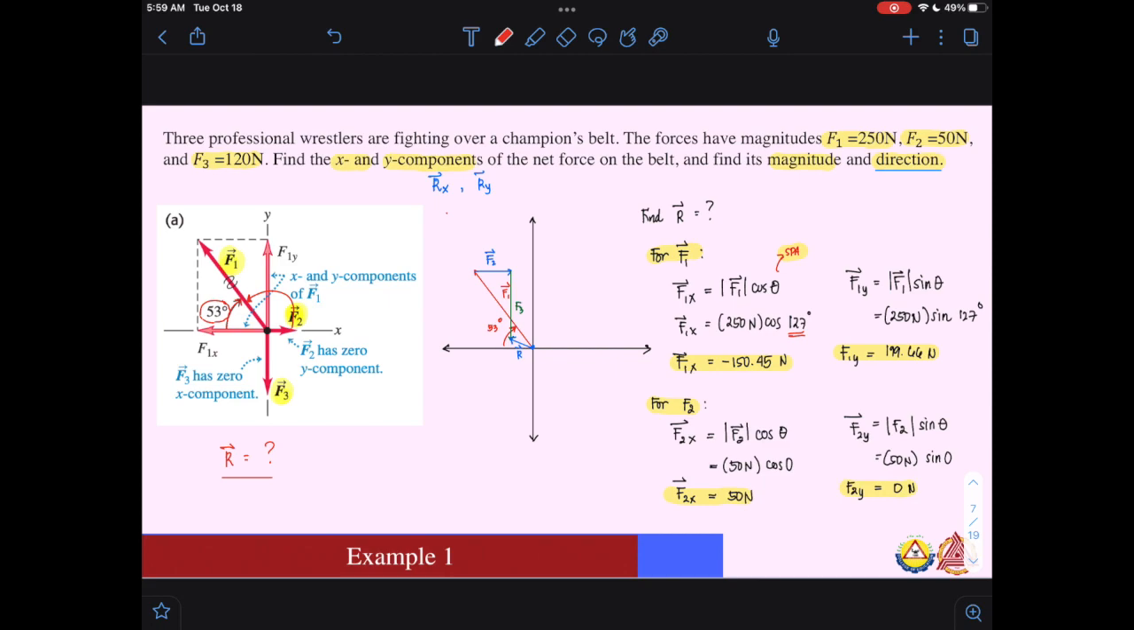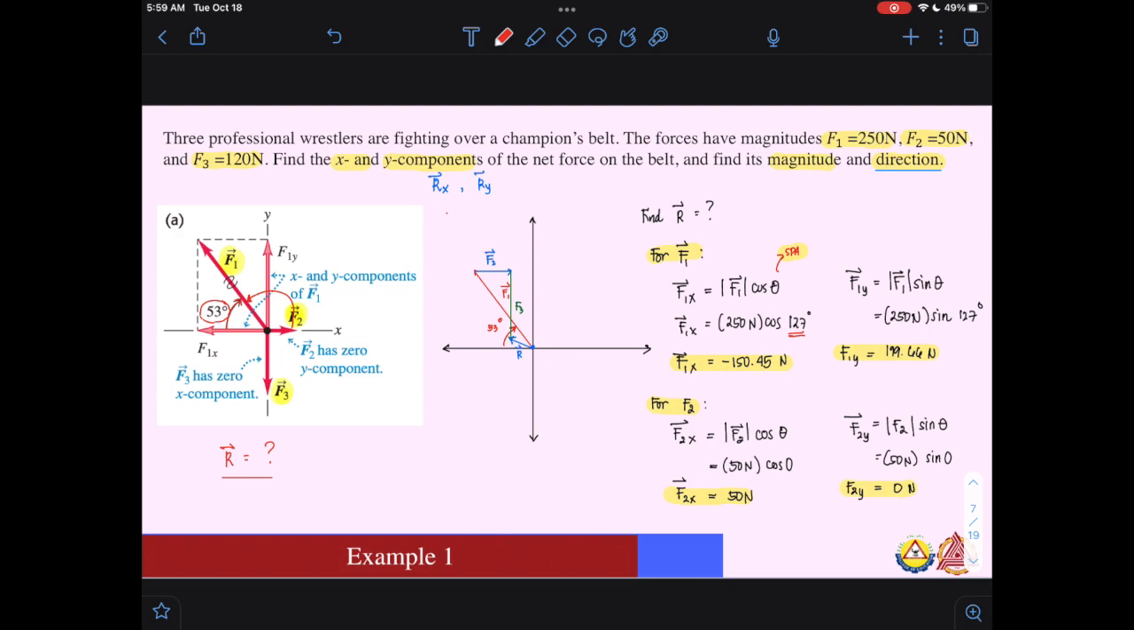Okay, so di na ako na-detail tanan. I-pause nyo yung video, i-try nyo yung solve, and then check lang din ninyo. So for F1x, ako yung negative 150.45. F1y, ako yung 199.66 newtons.